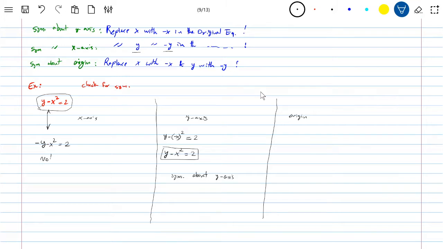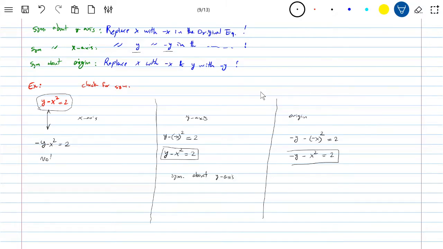How about the origin? Is it symmetric about the origin? You can try to replace both. So here I'm going to replace y with negative y and at the same time replace x with negative x, and simplify it. Negative y, I cannot do anything with that. Negative x squared means negative x times negative x, which turns out to be positive x squared equals 2.